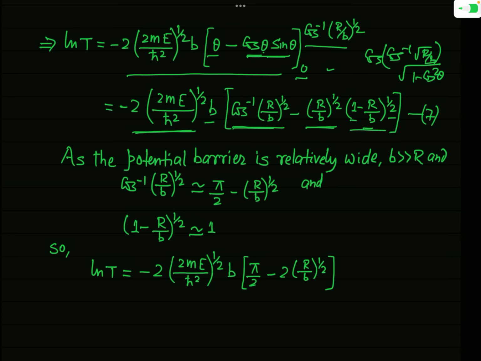Now, in fact, our potential barrier is relatively very wide. So in this condition, you can say that this b, where E is equal to the potential, that distance is much greater than the nuclear radius. And if b is much greater than the nuclear radius, then cos inverse root over r by b will be simply pi by 2 minus root over r by b. And 1 minus r by b whole to the power half will be simply equal to 1. Why? Because b is much greater, so r by b is much smaller than 1.